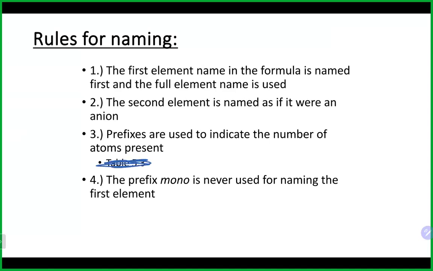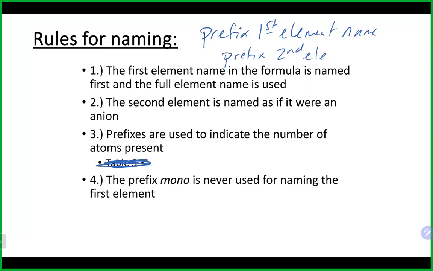We go with the first element that's written in the formula, and we use the whole name of the first element. And we do use a prefix if necessary. Then we use a prefix on the second element, and the second element gets named with the IDE at the end, just like a normal non-metal name. You do put a prefix in there.